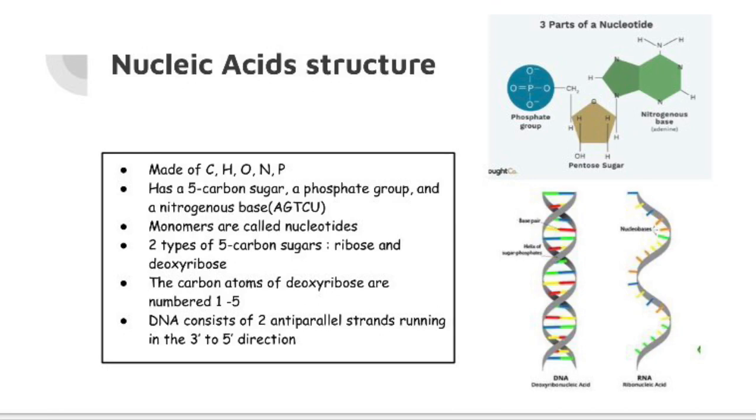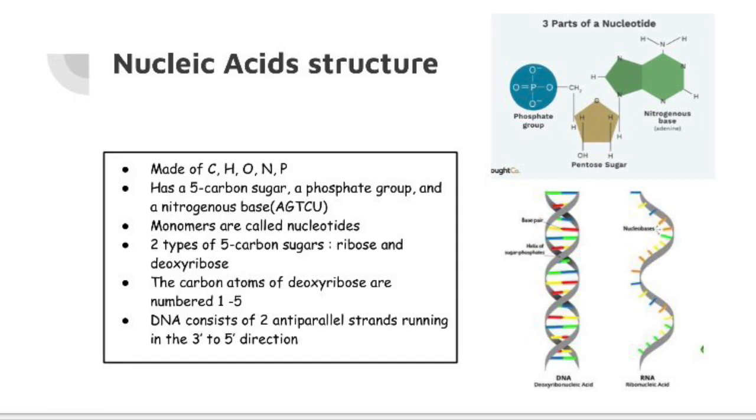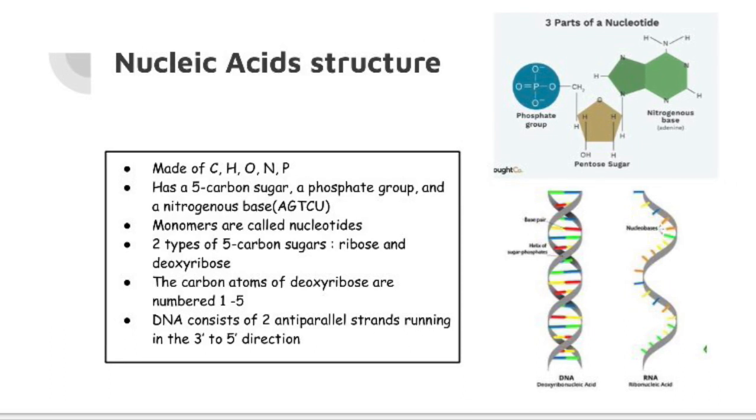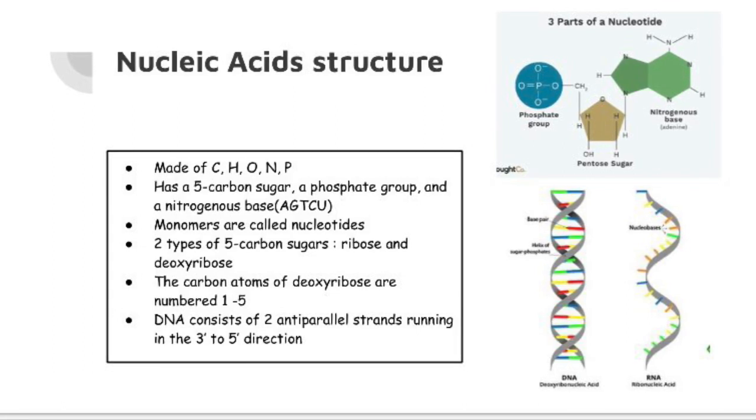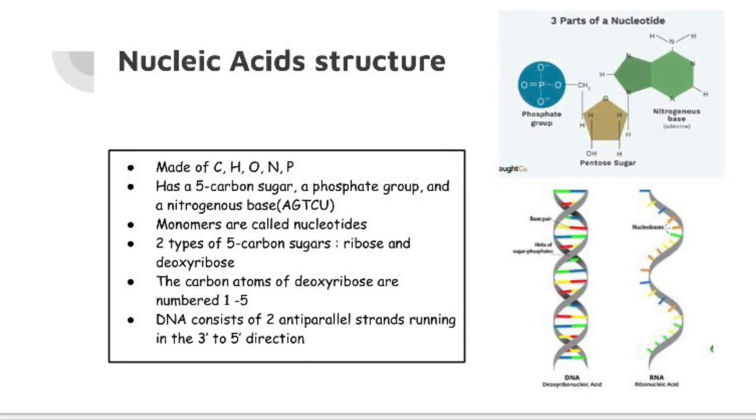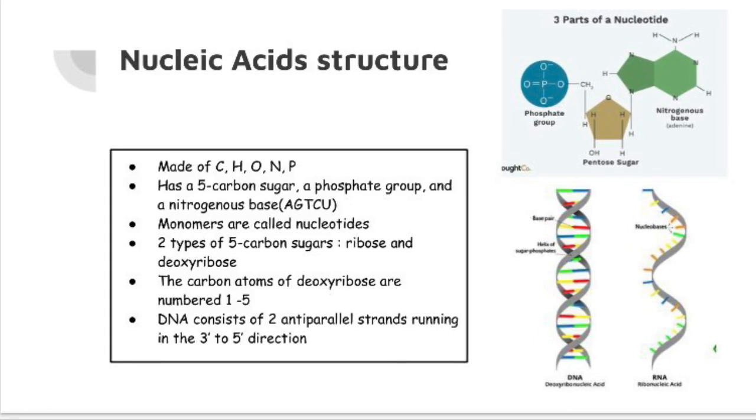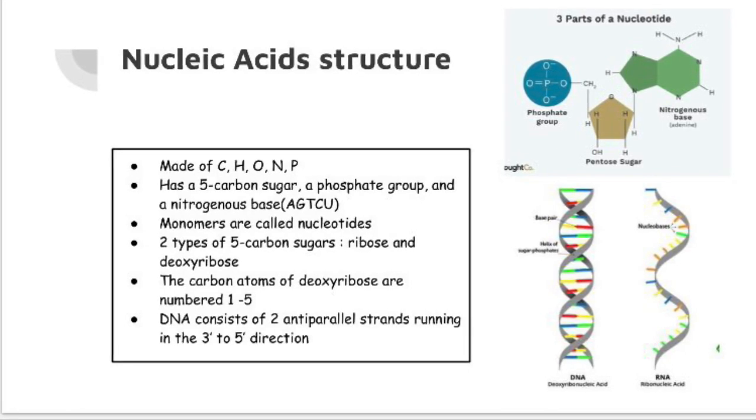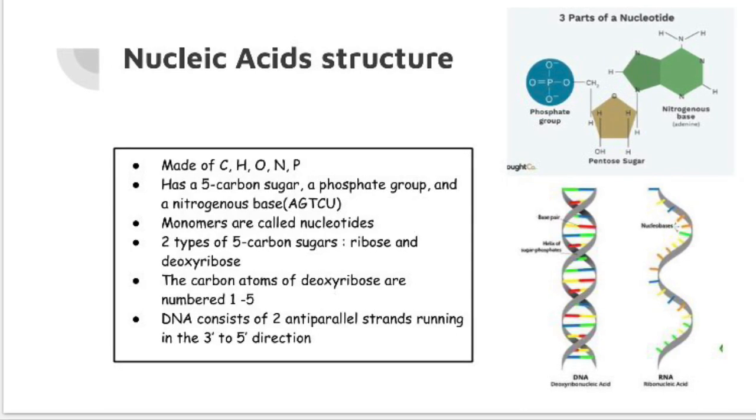The last biomolecule is nucleic acids, and they are made up of carbon, hydrogen, oxygen, nitrogen, and phosphorus. They have a 5-carbon sugar, a phosphate group, and a nitrogenous base, which is adenine, guanine, thymine, and cytosine, and uracil in RNA. The monomers of nucleic acids are called nucleotides, and there are 2 types of 5-carbon sugars, which are ribose and deoxyribose. The carbon atoms of deoxyribose are numbered 1 through 5, and DNA consists of 2 antiparallel strands running in the 3' to 5' direction. You don't need to know about this yet, but it's important in DNA replication.